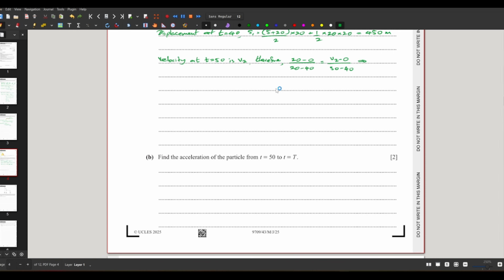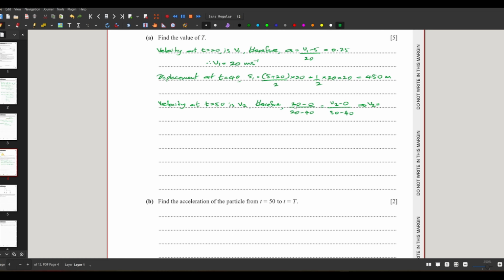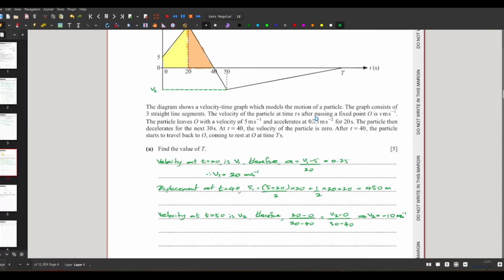So with this one, you can write V2 equals 20 divided by minus 20, and multiply by 50 minus 40, which is 10. So 20 cancels, so we have minus 1. So it will be minus 10 meters per second. So this value is minus 10.